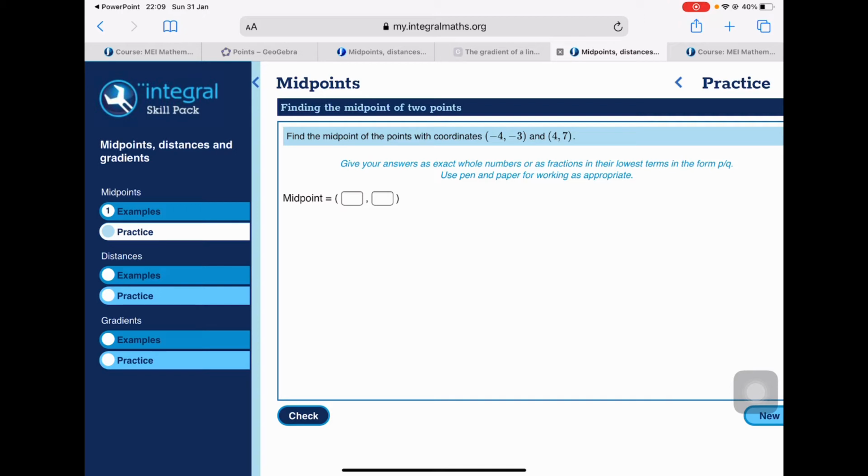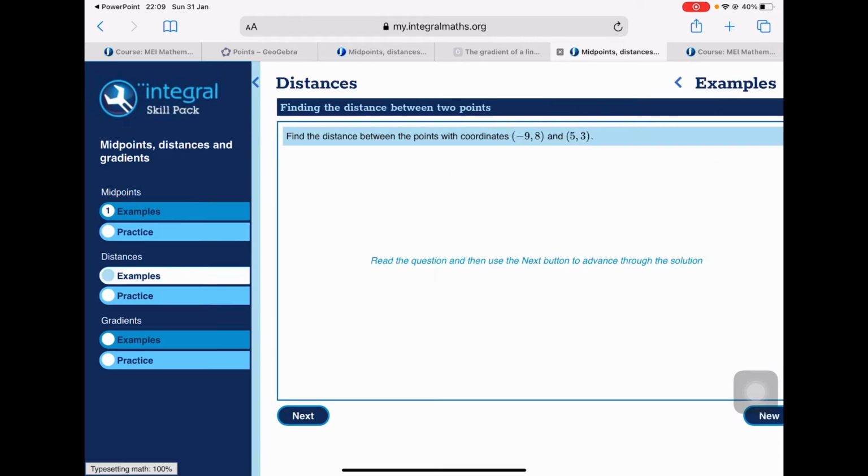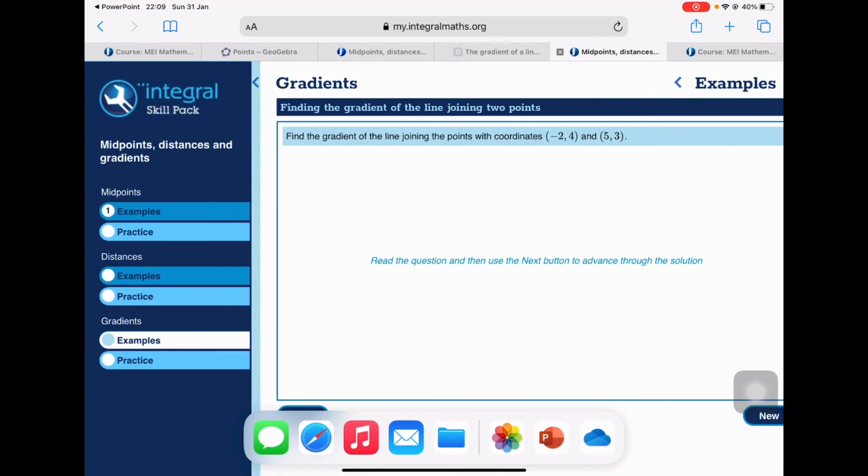So I'd like you to please do this skill pack activity for midpoints, distances, and gradients. And when you have completed the activity, then continue with this lesson.